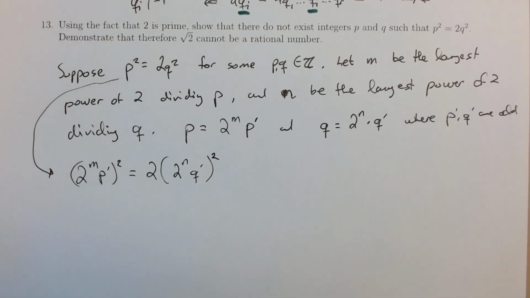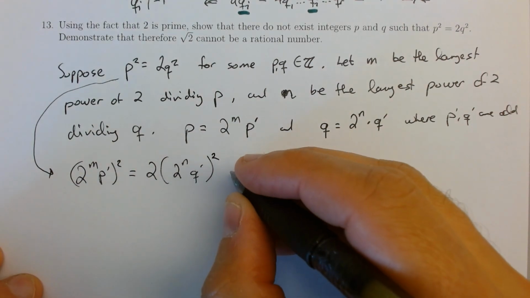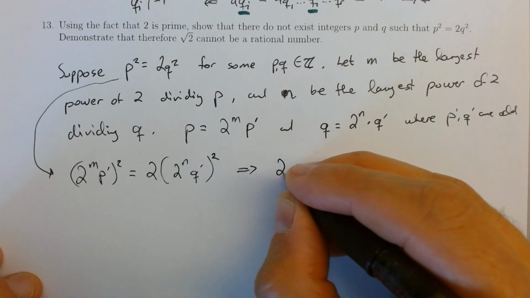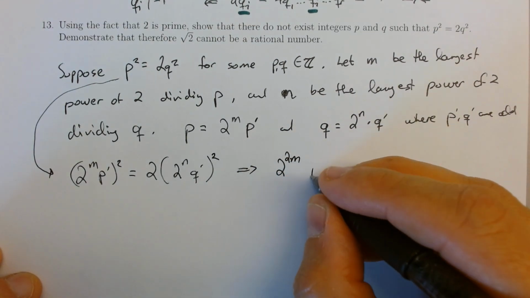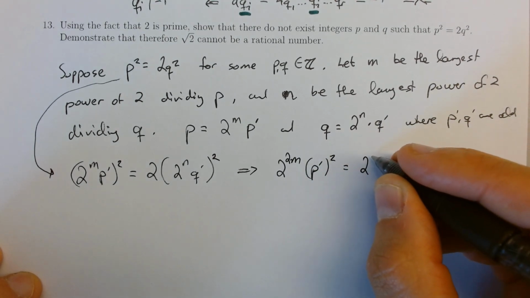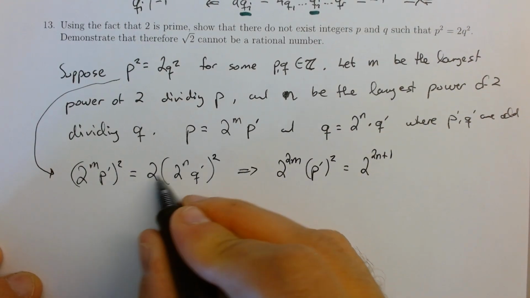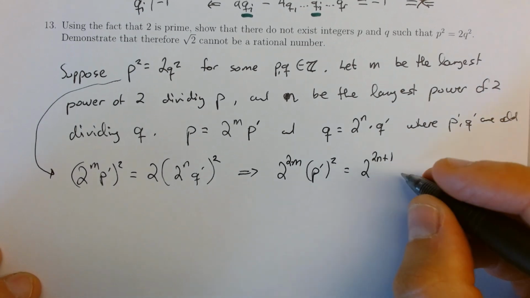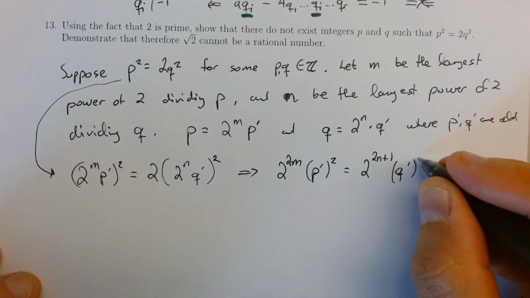Now, it probably would help us if we can pick one to be larger than the other, but it turns out not to matter too much. But let's simplify this a little bit. So this means 2 to the 2m p prime squared is equal to 2 to the 2n plus 1. If you look at the total number of 2's that are here, you get 2n here and then an extra 2 here, so 2n plus 1 q prime squared.